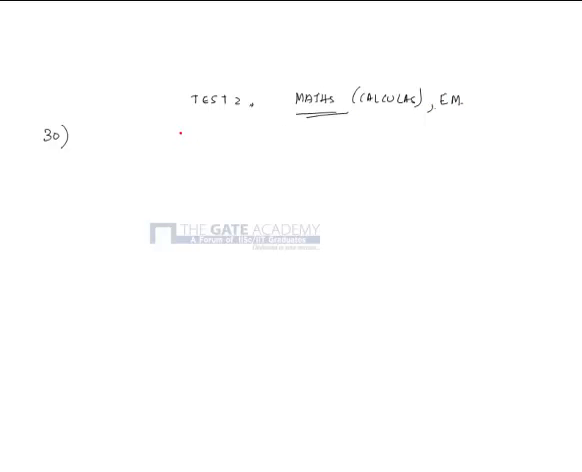So the coordinates x, y of the center of gravity are asked in the region x square plus y square, and given that x is 0 and y is 0. So it's basically a quarter circle. So in this region, the x, y coordinate of CG is asked.